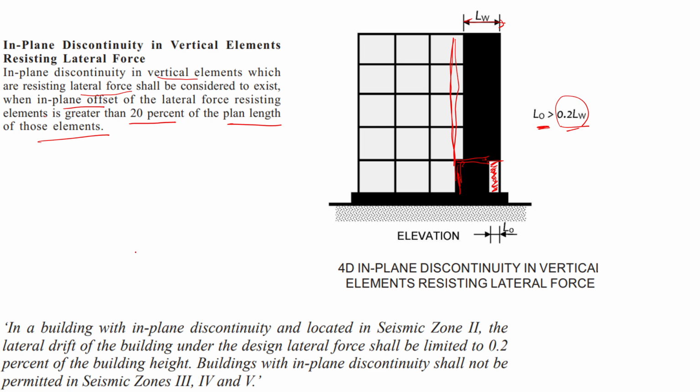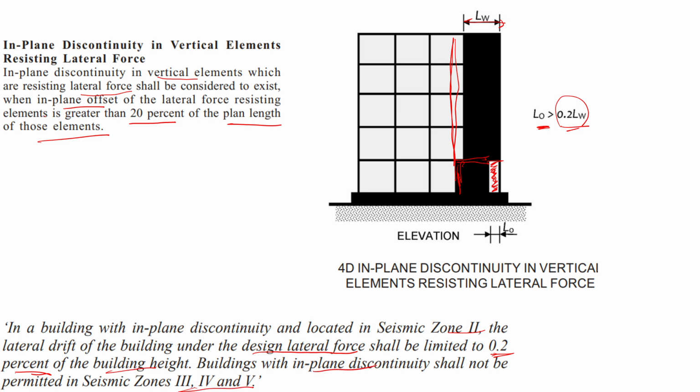Okay, so if there is a building with in-plane discontinuity located in seismic zone 2, the lateral drift of the building under design lateral force shall be limited to 0.2%. So whenever there is a drift, you should be careful. You should make sure that it is within 0.2% of the building height. Okay. Building with in-plane discontinuity shall not be permitted in seismic zones 3, 4, 5.